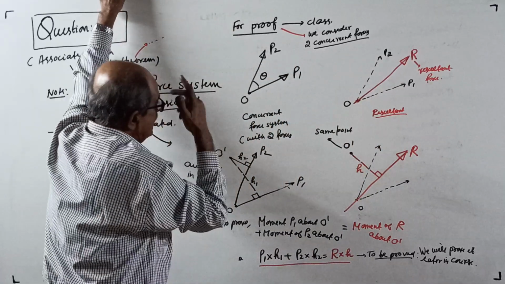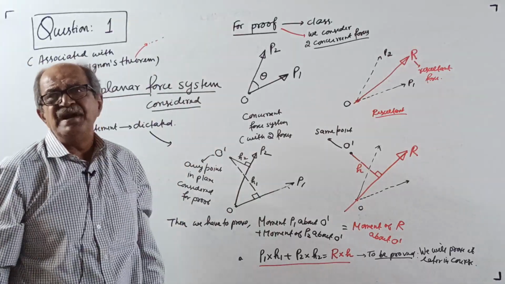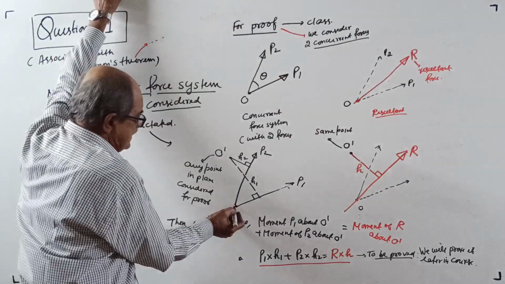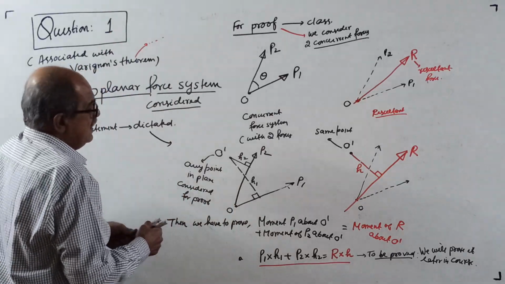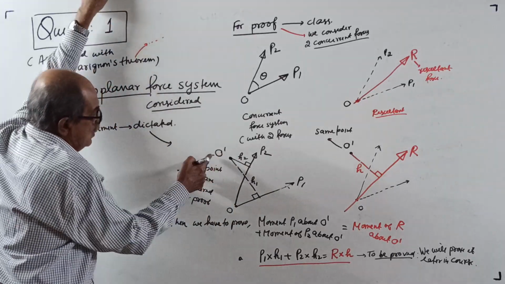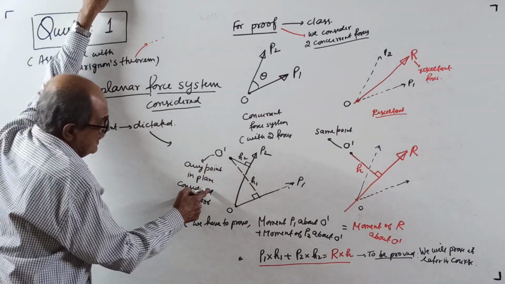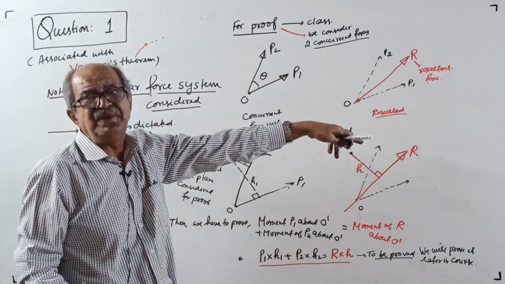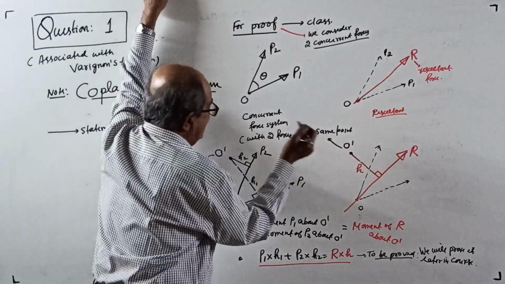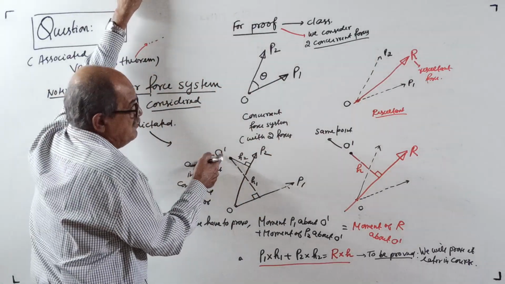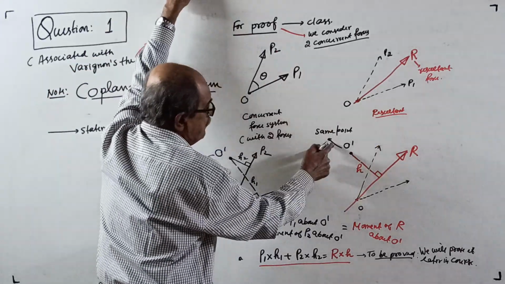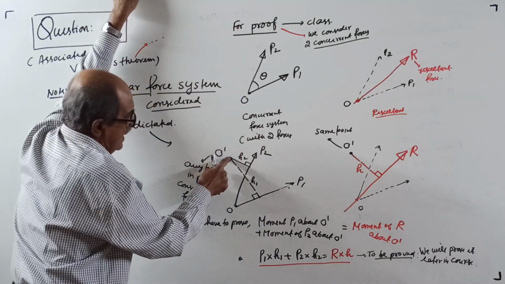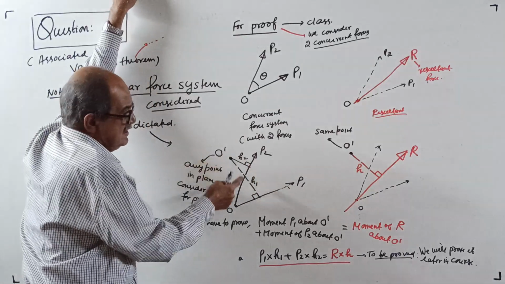Now, the proof is that the algebraic sum of moments of the given force system about any point equals the moment of the resultant. See, O is the point where the two forces are meeting. What will people do? You consider any random point, O dash. O dash is any point in the plane considered for the proof. Anywhere you can take it, but usually people take it somewhere here so that the geometric construction becomes easier. If you consider moment about O dash for the given force system, the resultant also should be taken about O dash only, the same point. Then we have to prove the moment of P1 about O dash plus the moment of P2 about O dash. That is algebraic.